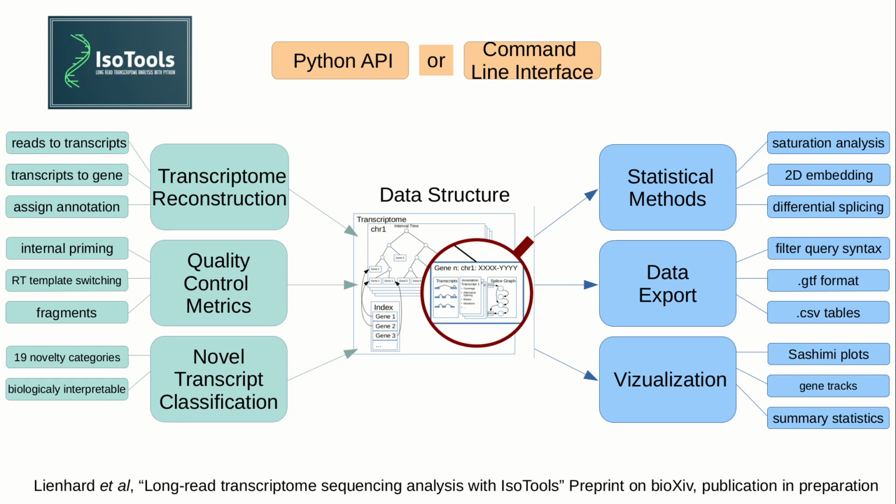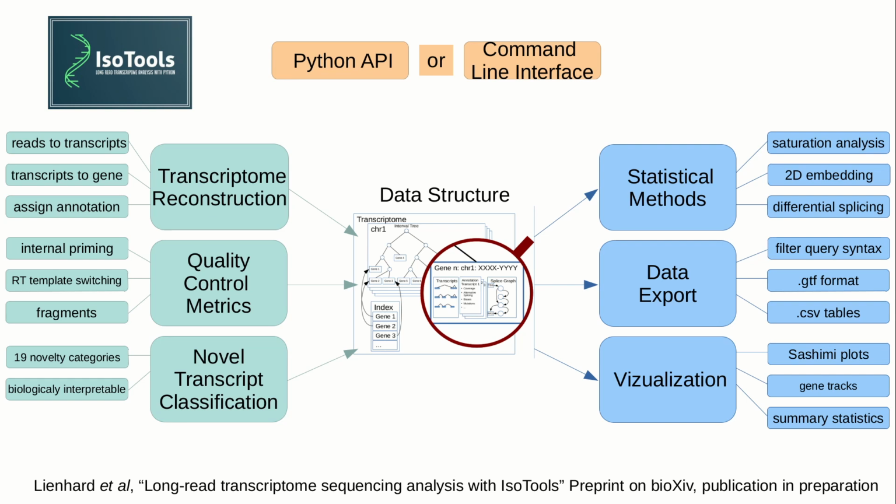During this import, a number of QC metrics are computed to assess artifacts and biases. Transcripts not found in the reference annotation are classified according to the nature of novelty by biologically motivated categories, for example, novel exon skipping events. For each gene, all relevant information is stored, such as the list of transcripts, the number of long reads supporting each transcript, the quality control metrics, and so on.